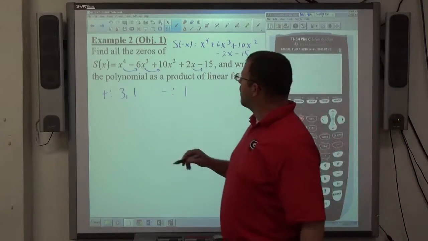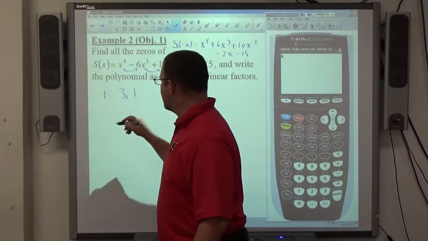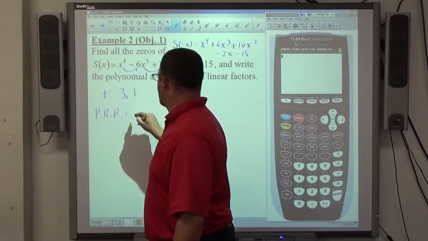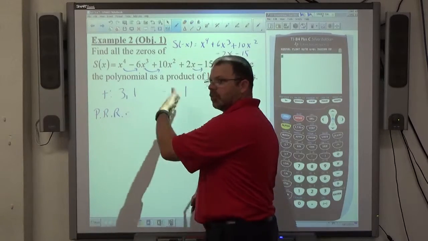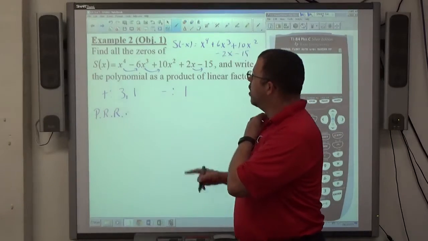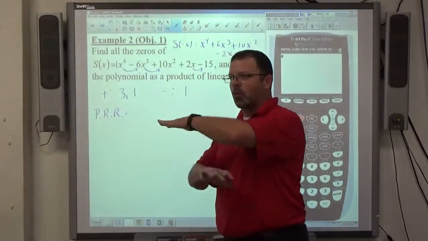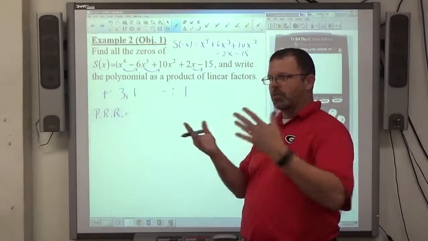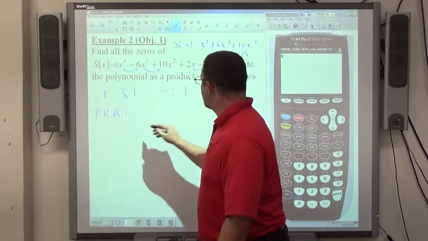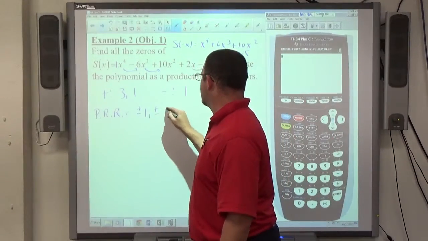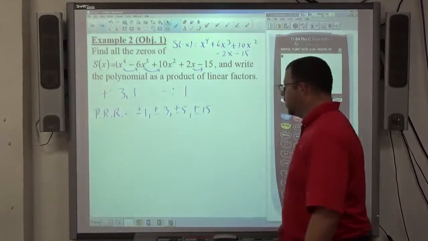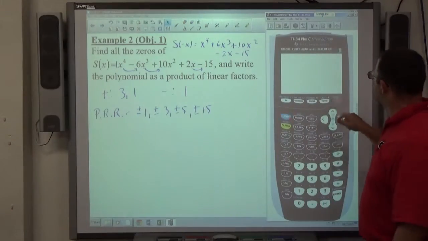Second, if I look at my p over q, possible rational roots, since we do have both positive and negative solutions, I do want to put plus or minus on everything. Once again, q is 1, so over 1 just gives me a list of p's. So plus or minus 1, plus or minus 3, plus or minus 5, and plus or minus 15 are going to be my possible rational solutions for this.